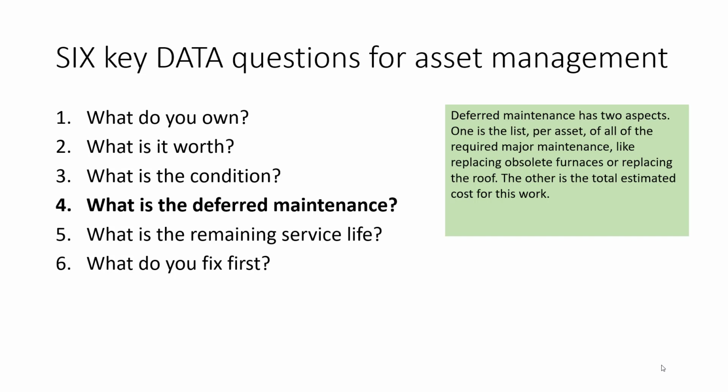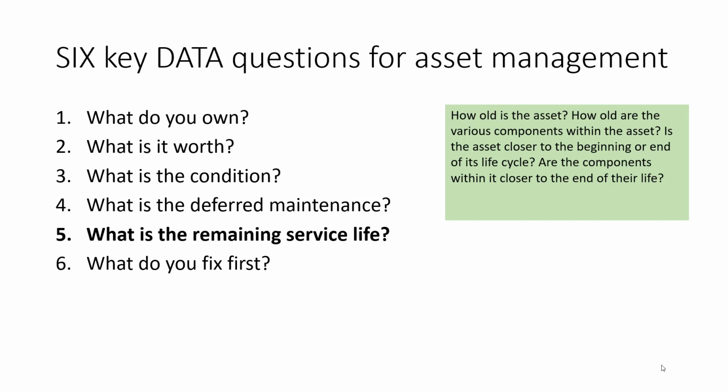Next, what is the deferred maintenance? Deferred maintenance has 2 aspects. One is a list for each asset of all of the major maintenance. These are things like replacing a roof, replacing your HVAC system, or upgrading your electrical system. If these have been scheduled to be completed but have not yet been completed, then it is referred to as deferred maintenance. The second aspect is, in addition to the list, all of those activities have a cost. So we also want to be able to estimate how much deferred maintenance different buildings have.